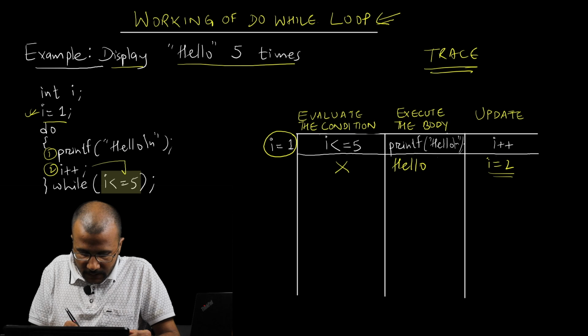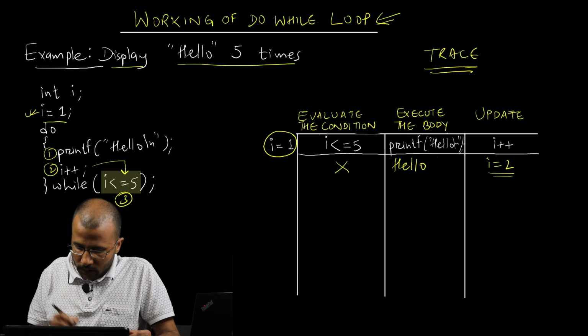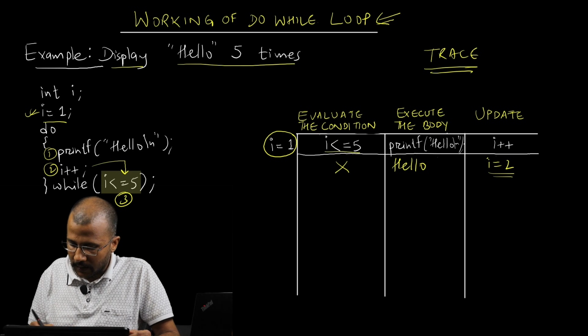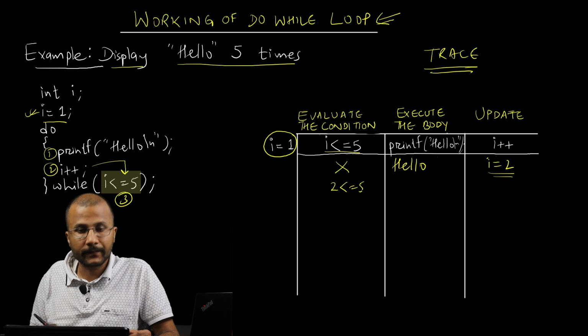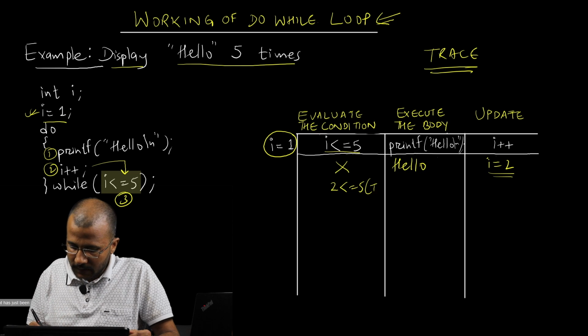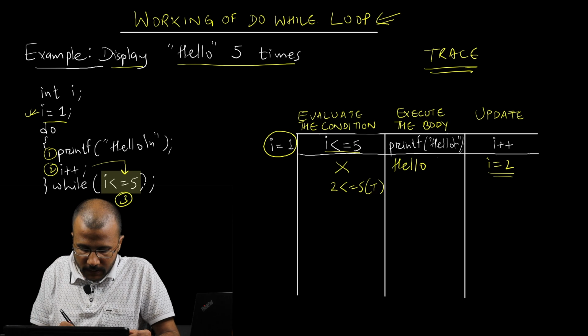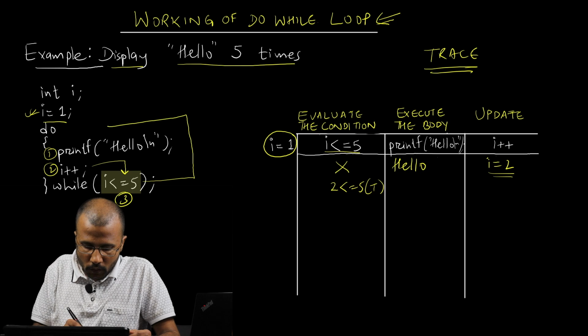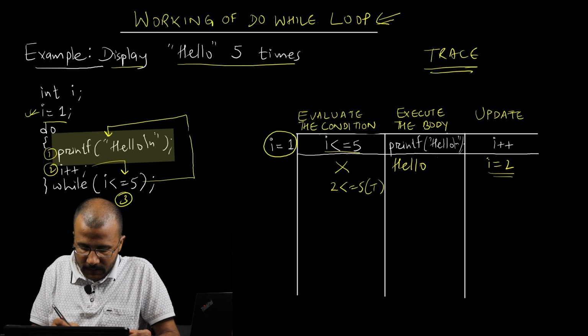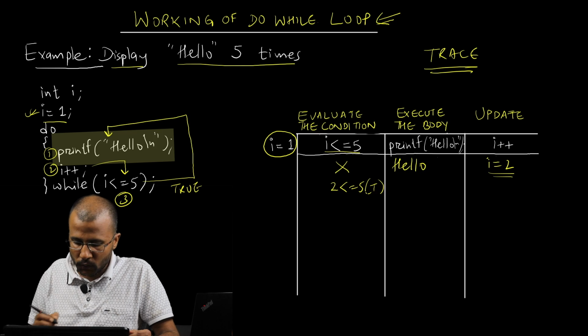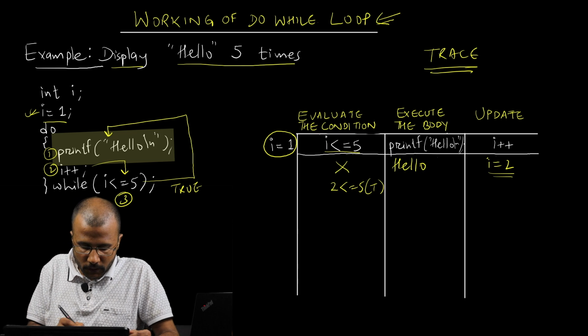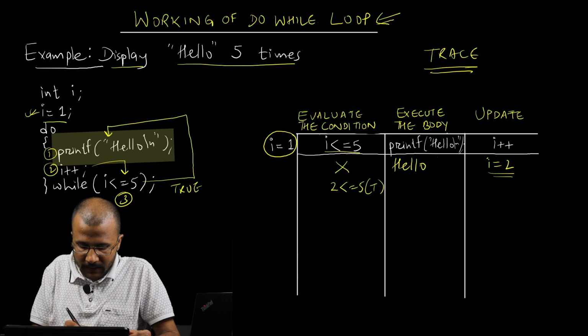Then you go and check the condition. Step number 3, you check the condition. Condition is I less than equals to 5. I is 2. 2 less than equals to 5. Is it true or false? This is true. So if this is true, and only if this is true, you go to step number 1. This is true in this case because 2 less than equals to 5 is true. So you go to step number 1, that is printing hello.